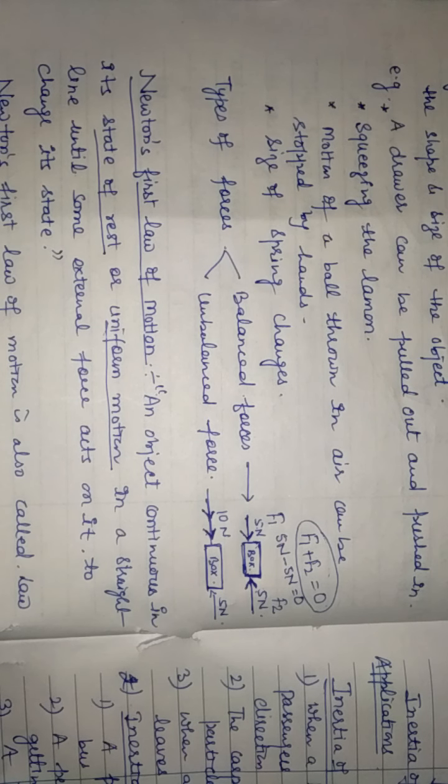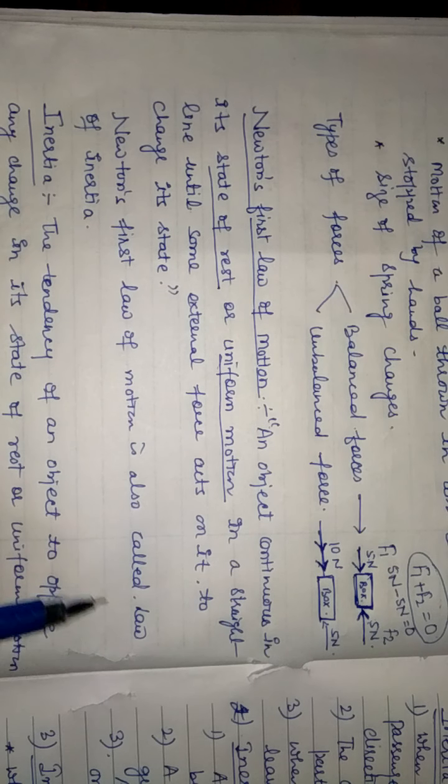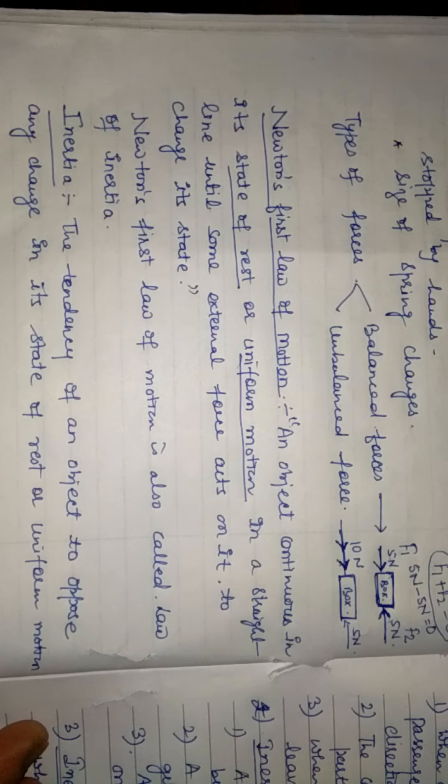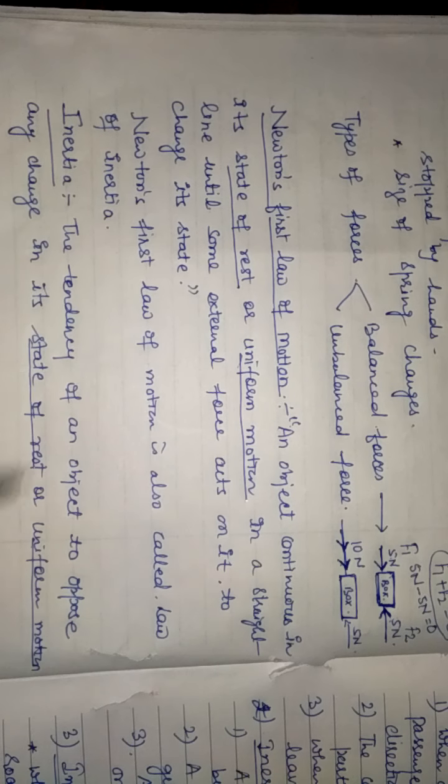Newton's first law of motion is also known as the law of inertia. If your question asks you to state the law of inertia, then you can state Newton's first law of motion. So what is inertia? The tendency of an object to oppose any change in its state of rest or uniform motion. These two things are also included in Newton's first law of motion. That's why we call this the law of inertia.